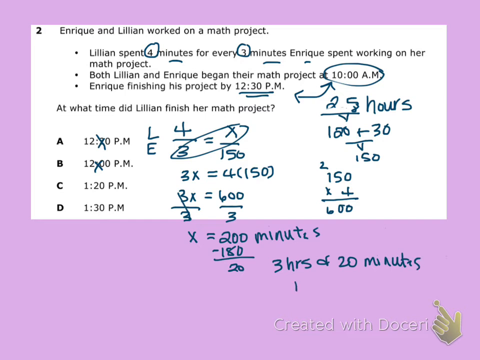So if she started at 10, 3 hours would be 11, 12, 1. And then 20 minutes would be 1:20.